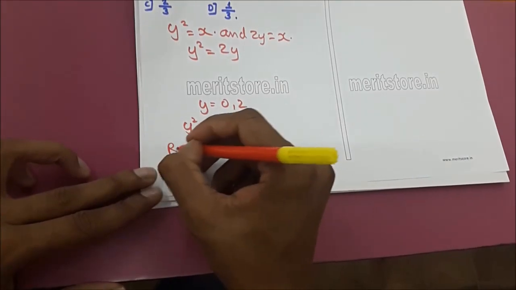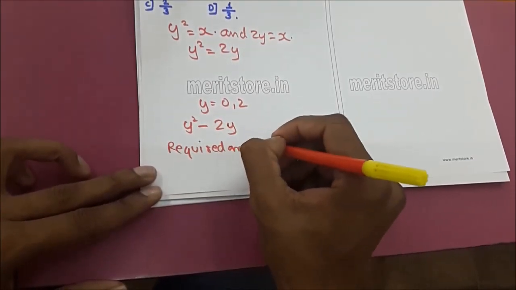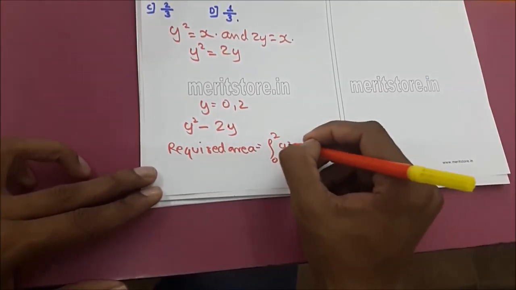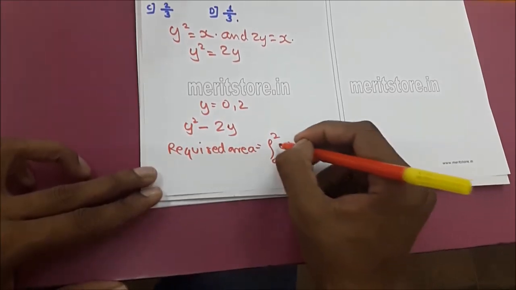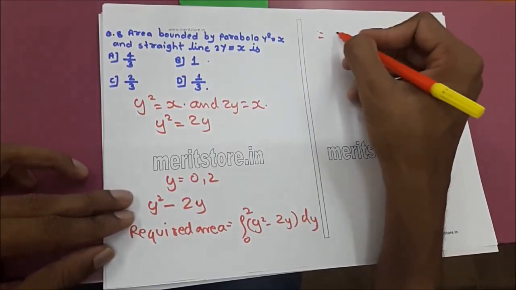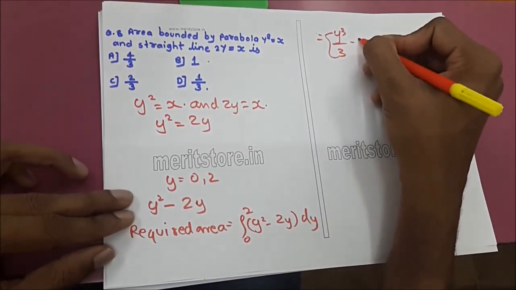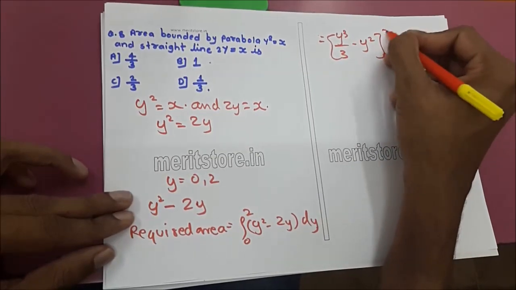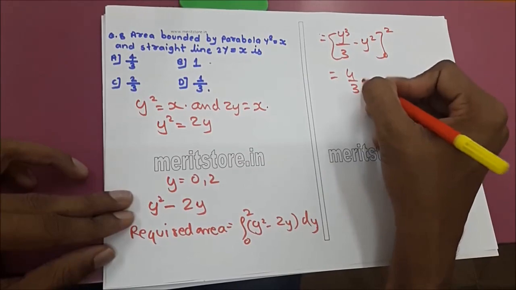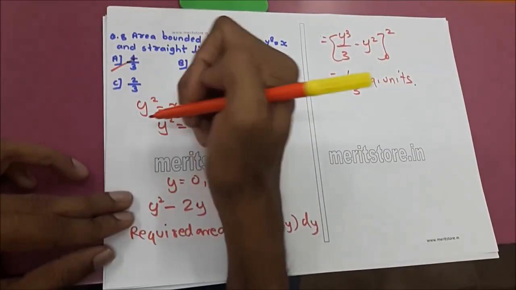So the required area is equal to integral from 0 to 2 of 2y minus y square dy. Integrating the terms, we get y square minus y raised to 3 upon 3, from 0 to 2. Substituting the value of limits in y, we get 4 by 3 square units, which is option A. Option A is the correct answer.